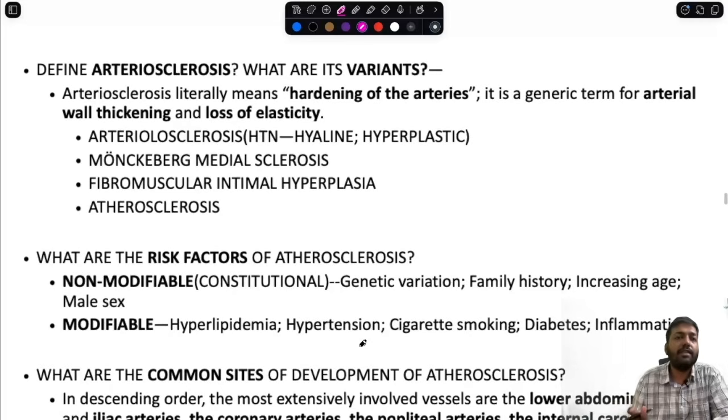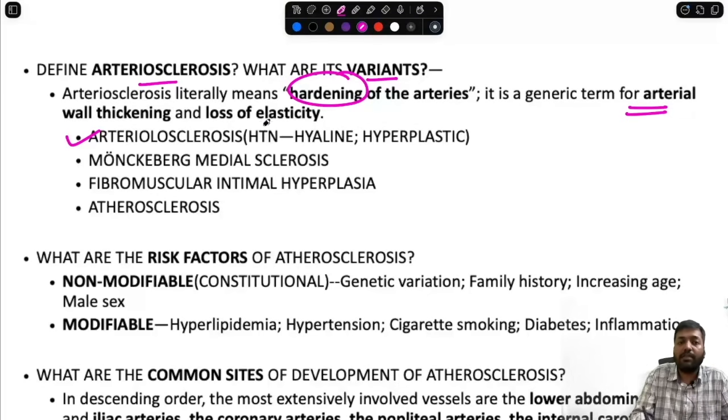So the first question the examiner will ask you, and he will confuse you: what is arteriosclerosis? What are its variants? Arteriosclerosis literally means hardening of the arteries. It is a generic term for arterial wall thickening and loss of elasticity. What are the different variants? Number one is arteriolosclerosis, which is specific for hypertension, with two morphological variants, hyaline and hyperplastic arteriolosclerosis. Then we have Monckeberg's medial sclerosis, fibromuscular intimal hyperplasia, and lastly atherosclerosis involving the blood vessels.